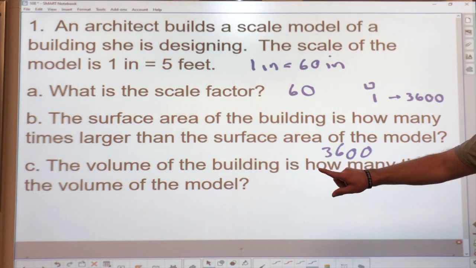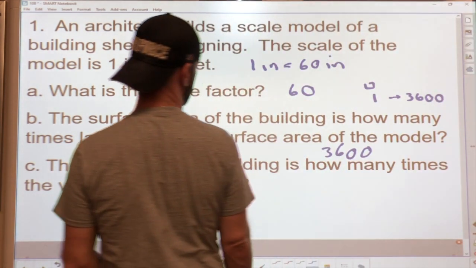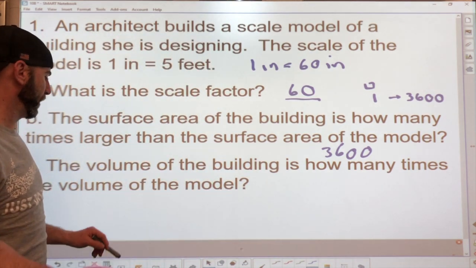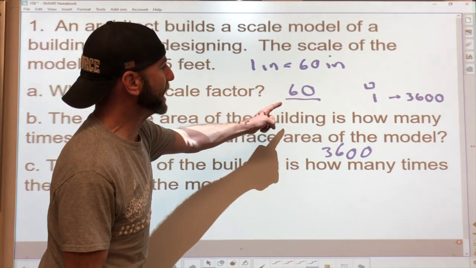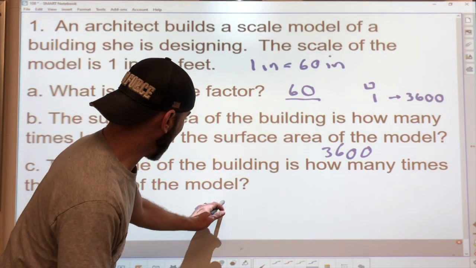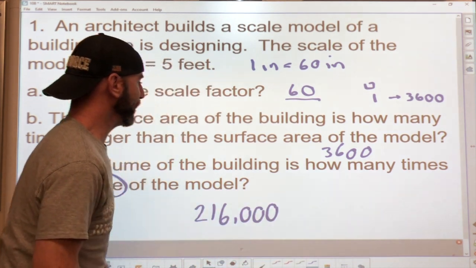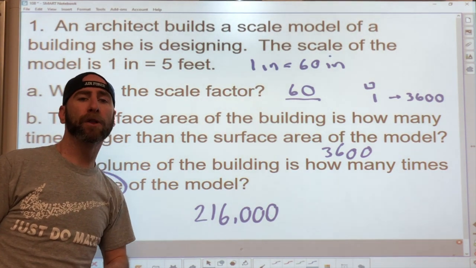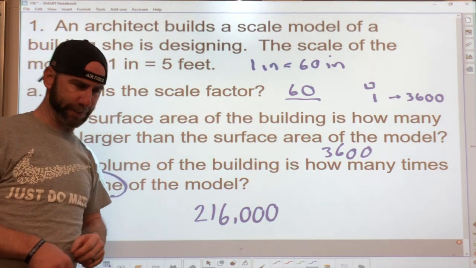All right, so the volume of the building is how many times the volume of the model? So we're going to take our scale factor and raise it to the power of 3 because it's volume. So 60 to the power of 3 is 216,000. So the actual building is 216,000 times larger in space, in volume, than the model is.